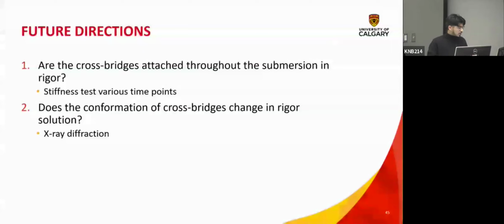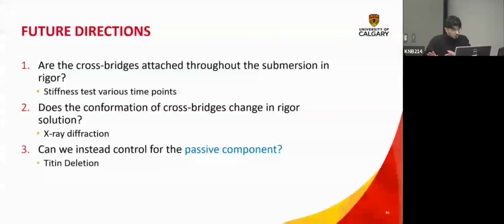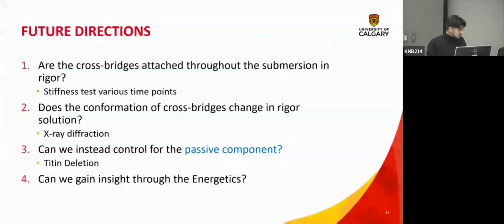The third thing that we might be able to look into is whether it would be possible instead to control for the active component to control for the passive component. This in comparison may be done far more directly by trying to use proteins that will help us delete or cut off certain segments of titin and hence render it useless for the duration of the protocol. And last but not least, can we gain insight through some of the energetics? This is some of the work that is being done by, I believe, Tori, if I'm not mistaken, within her master's thesis. So within the near future, we might be able to see more on RFE and some of the energetics involved behind it.